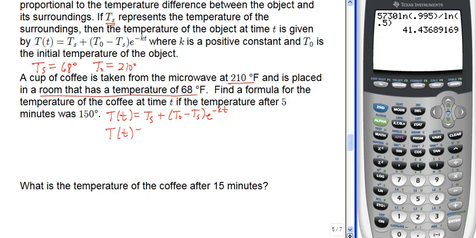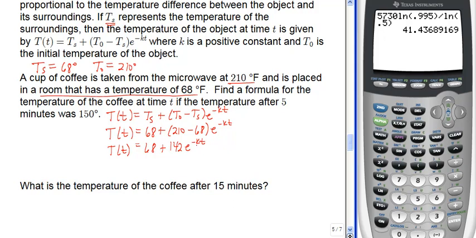And let's plug in what we know. We know that the temperature of the surrounding air was 68 and the initial temperature was 210, and I'm going to use that 68 again right here. So if we simplify this, we get 68 plus 210 minus 68 is 142. Now this would be our model, except we aren't told k directly. So we still need to figure out what k is, and then we'll have our model.